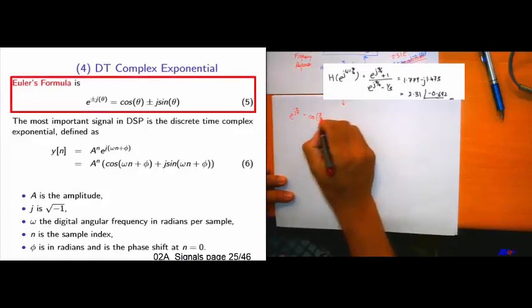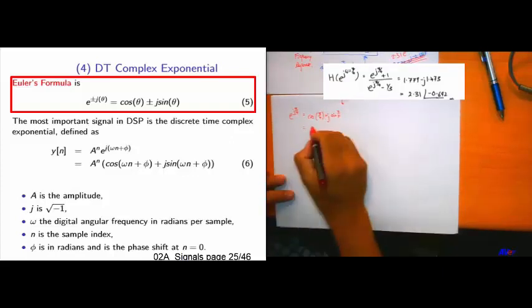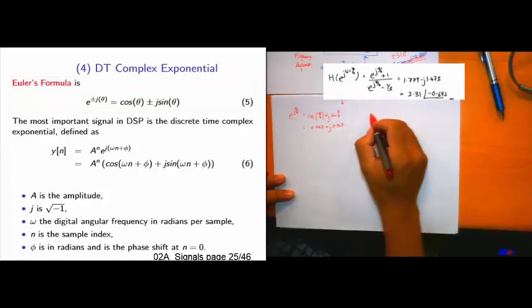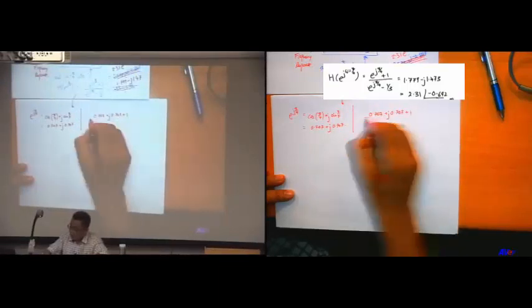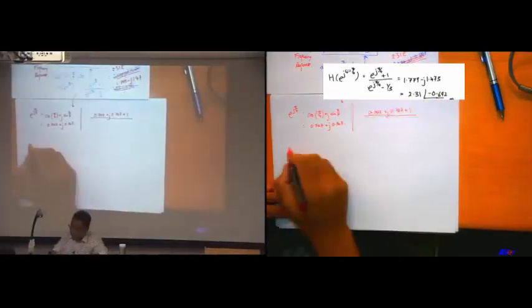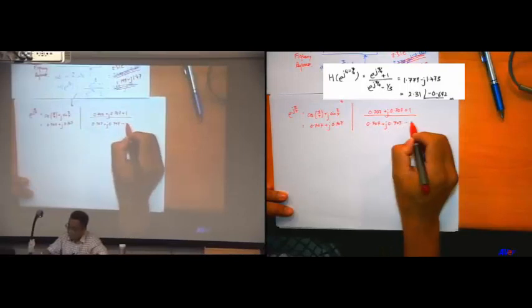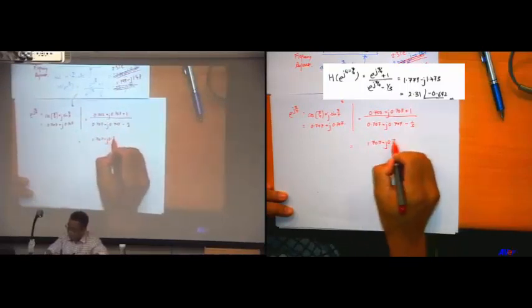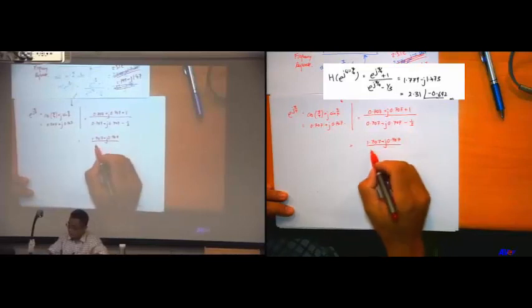cosine plus j sine. Okay, so now we have 0.707 plus j 0.707, plus 1 on the top. Clear? The other one is also the same: 0.707 plus j 0.707 minus 1/3. So the top is 1.707 plus j 0.707. For the bottom, 0.707 minus 0.333 is how many? 0.374, plus j 0.707.